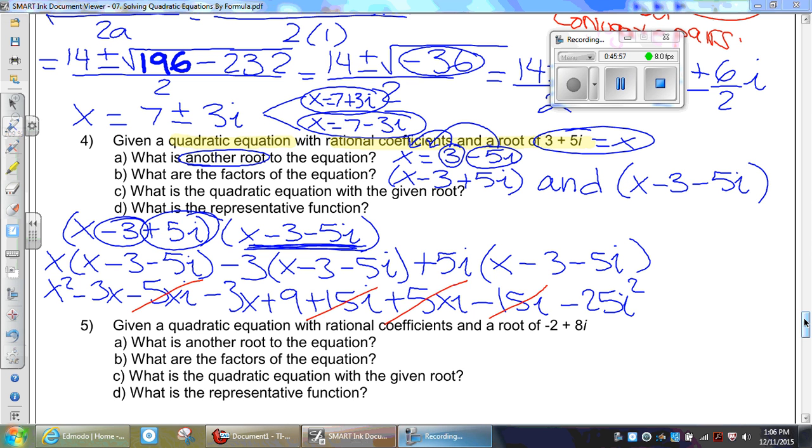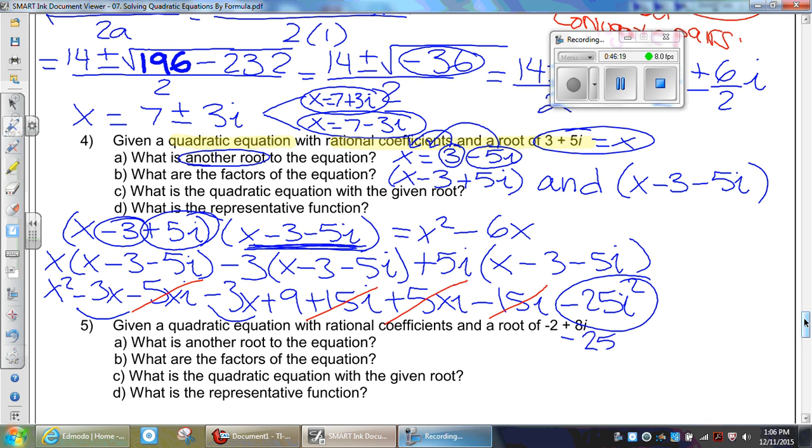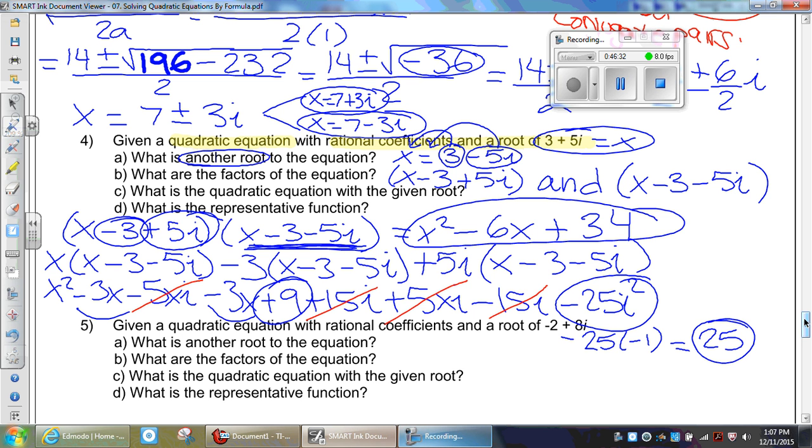Okay, so then the solution for this product is going to be x squared. I could combine the negative 3x, so that would be minus 6x. And then right here, remember I told you that i squared will be substituted to negative 25 times negative 1. So that is in fact positive 25. So 25 plus 9, and that will equal 34. So this will be the quadratic equation that comes from it. And so this is the end of the video.